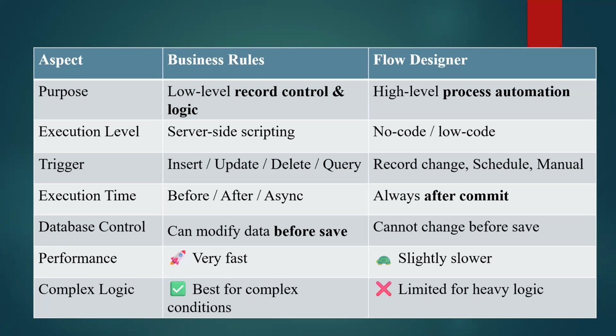Performance. Business rules are very fast because they run directly in the transaction. Flow designer is slightly slower than business rules due to orchestration and UI layers. It has many UI layers. That's why it's a little bit slower than business rules. Complex logic. Business rules are best for complex conditions and calculations. But flow designer is not suitable for heavy or complex logic.